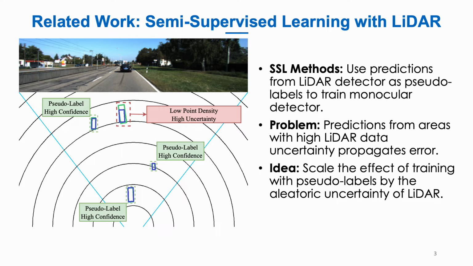To reduce the effect of this error propagation from LiDAR to camera, we propose to scale the effect of training with pseudolabels by the aleatoric uncertainty of the LiDAR. So predictions with high LiDAR uncertainty will have a lower effect on training.